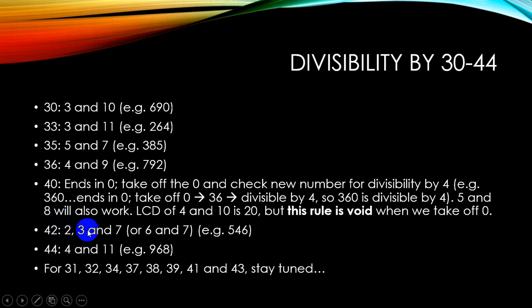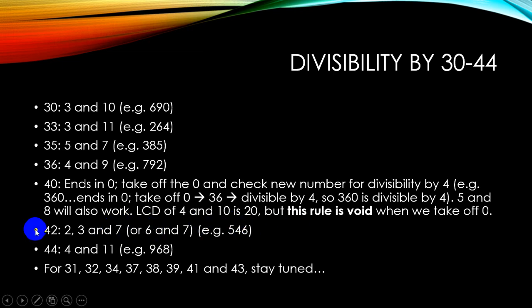42, look for divisibility by 6 and 7, or 2, 3, and 7. So 546. It's even, so it's divisible by 2. 5 plus 4 plus 6 is 15, so that's a multiple of 3, so it's divisible by 2 and 3, therefore it's divisible by 6. And then 7, remember you break 546 into 54 and 6, break off the ones digit, double it. 6 times 2 is 12. 54 minus 12 gives you 42, which is, of course, a multiple of 7.